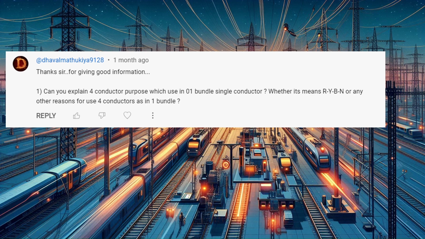Actually, the subscriber wants to know why we are using four conductors in one bundled conductor, or three conductors in one bundled conductor. That means, whether they are R, Y, B, N, that is, whether each conductor represents one phase or something different. This is the question based on the bundled conductors.